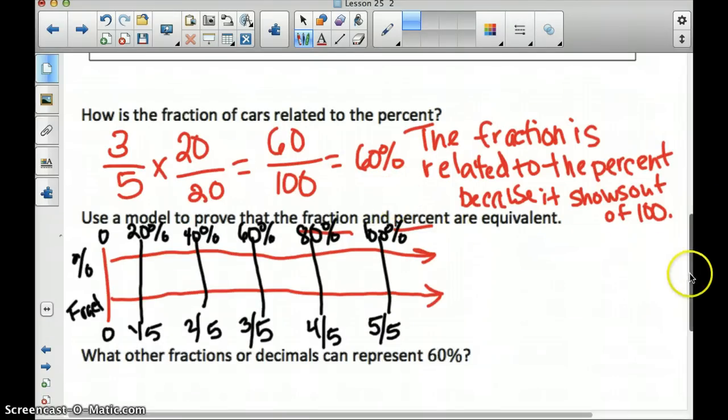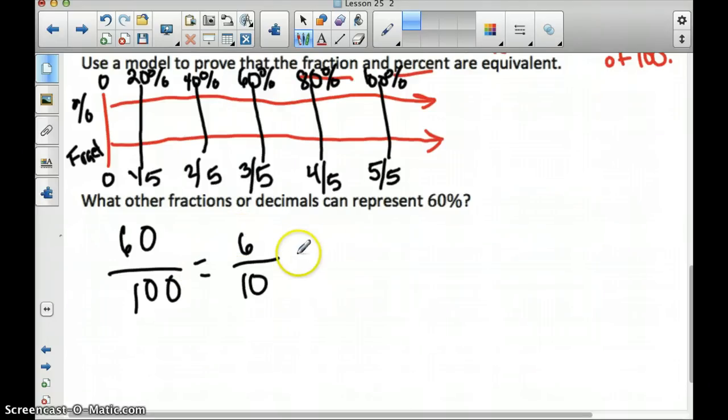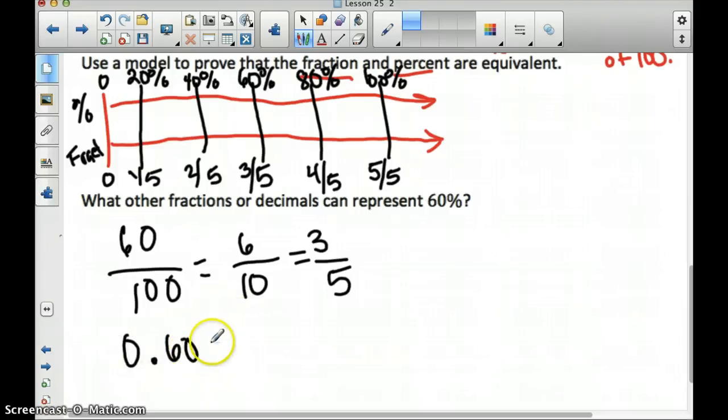All right, and let's do the last one. What fractions or decimals can represent 60%? Well, remember that 60% is just saying 60 over 100, which can be reduced to get to 6/10, which can reduce again if we divide both of these in half, which would give me 3/5. Now let's look at 60% as a decimal. Remember, this is 60 hundredths. We can drop the 0 here, which is also equal to 6/10.